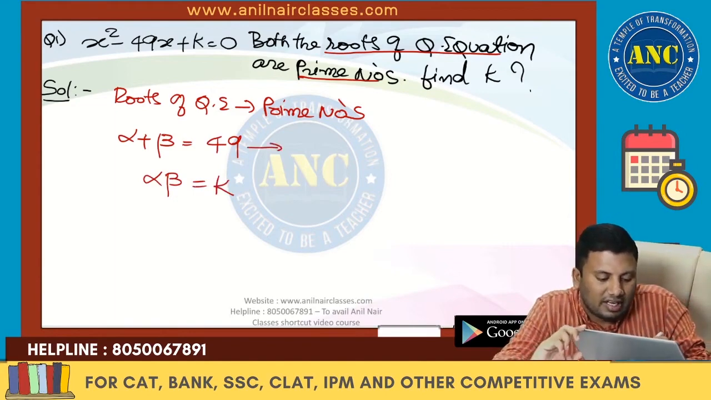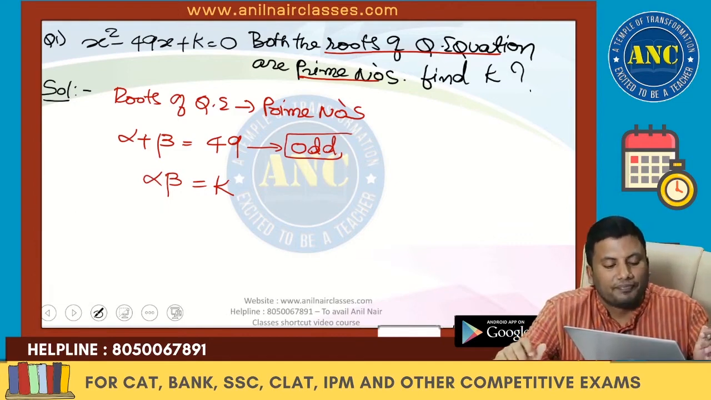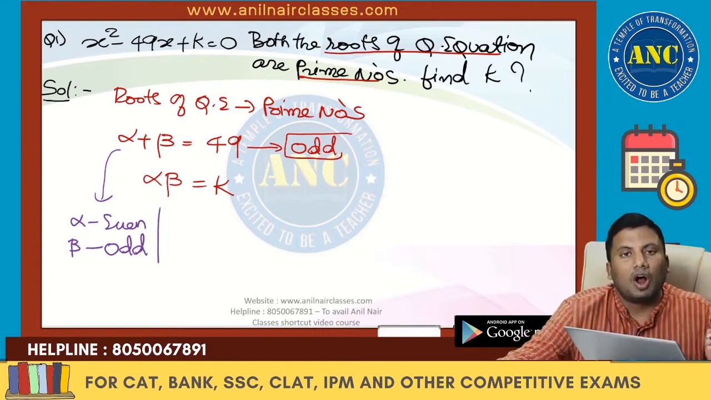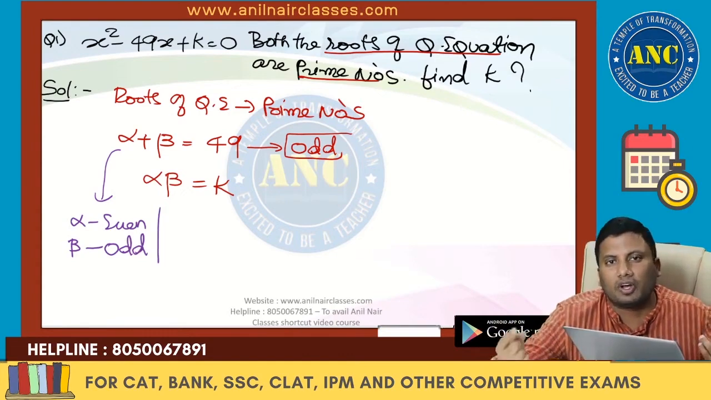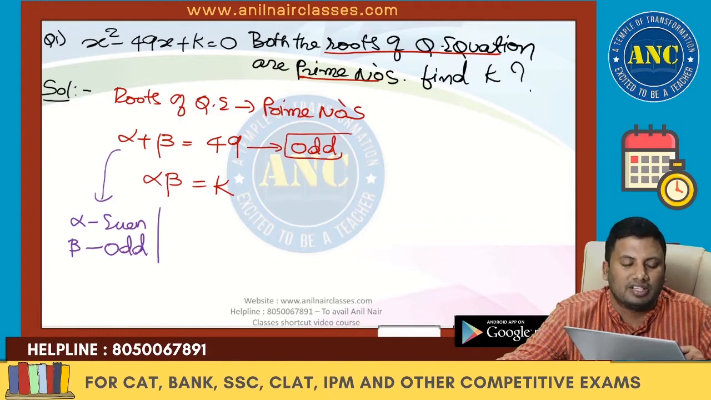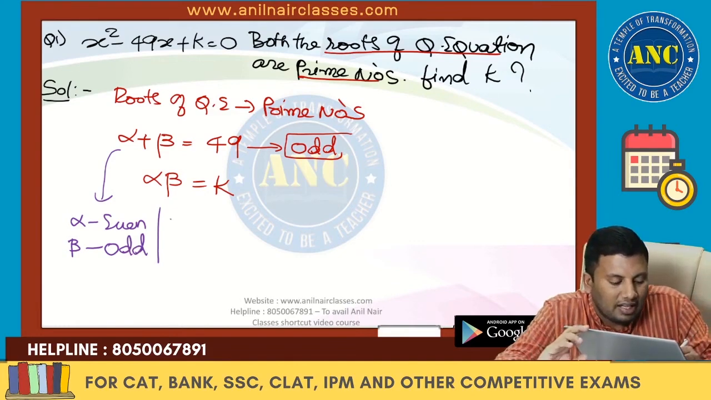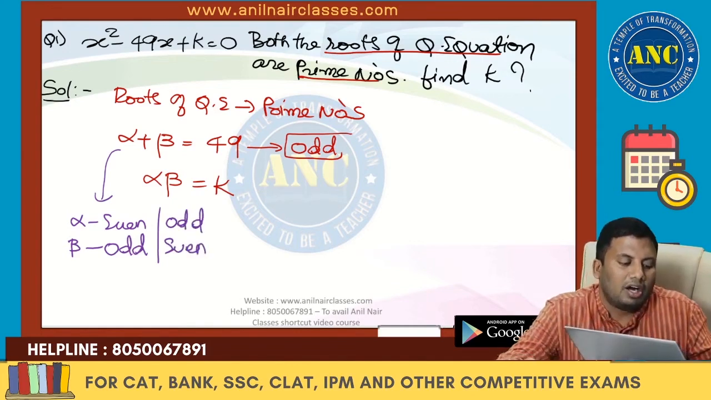The first thing that strikes is that 49 is an odd number. Sum of two prime numbers should be odd. That means one root will be even and another root will be odd. Even plus odd can only give you an odd number. Even plus even is even, and that possibility is ruled out because there exists only one even number which is prime. Odd and odd is also ruled out because odd plus odd is even. Either alpha can be even and beta odd, or alpha can be odd and beta even.